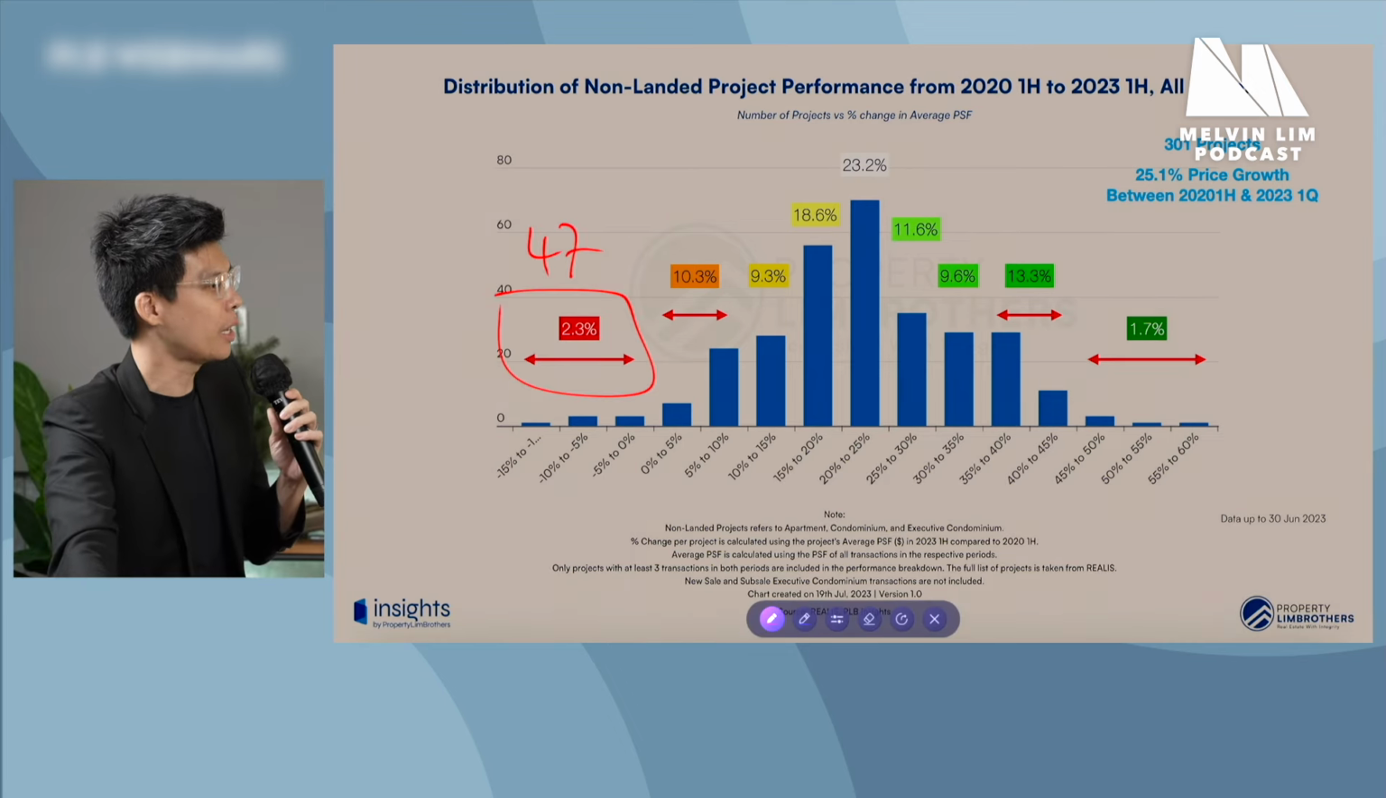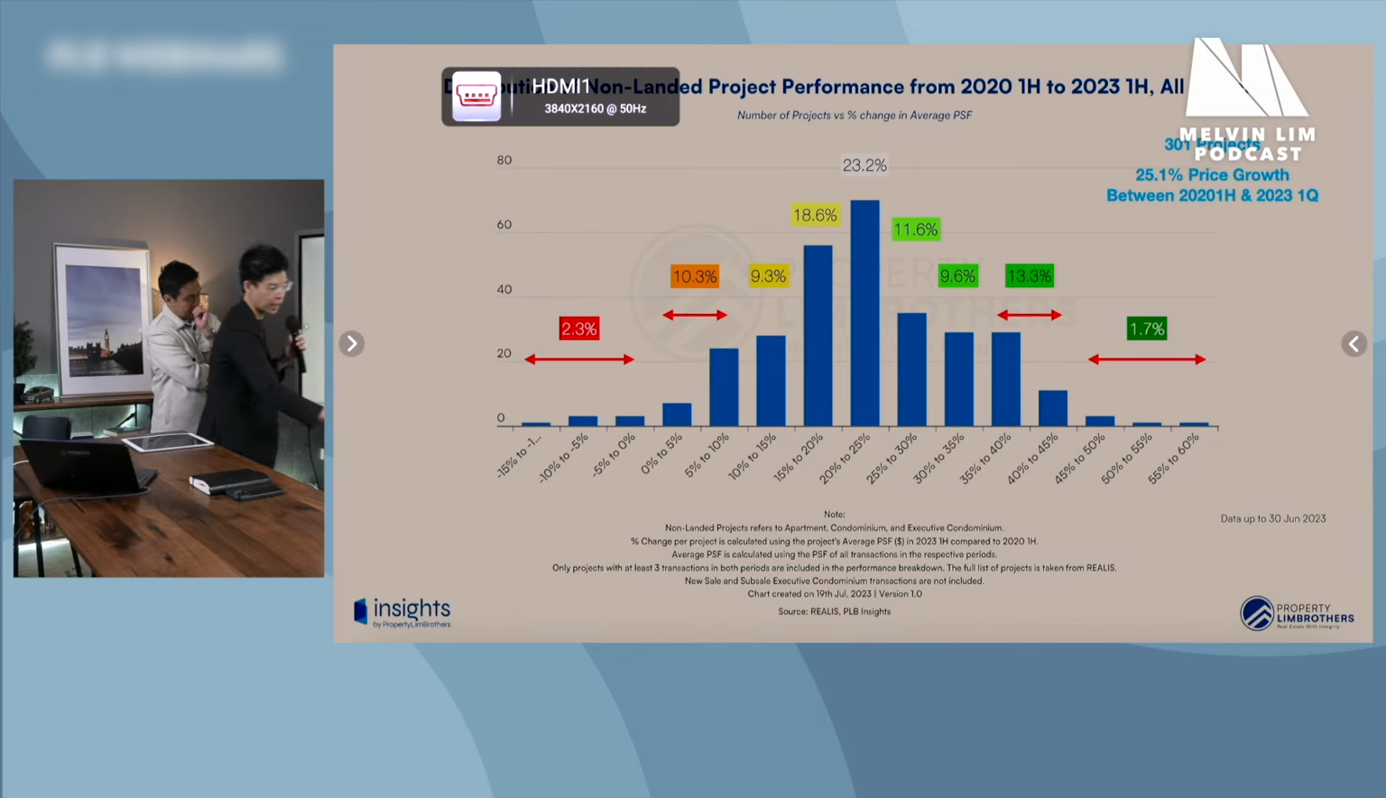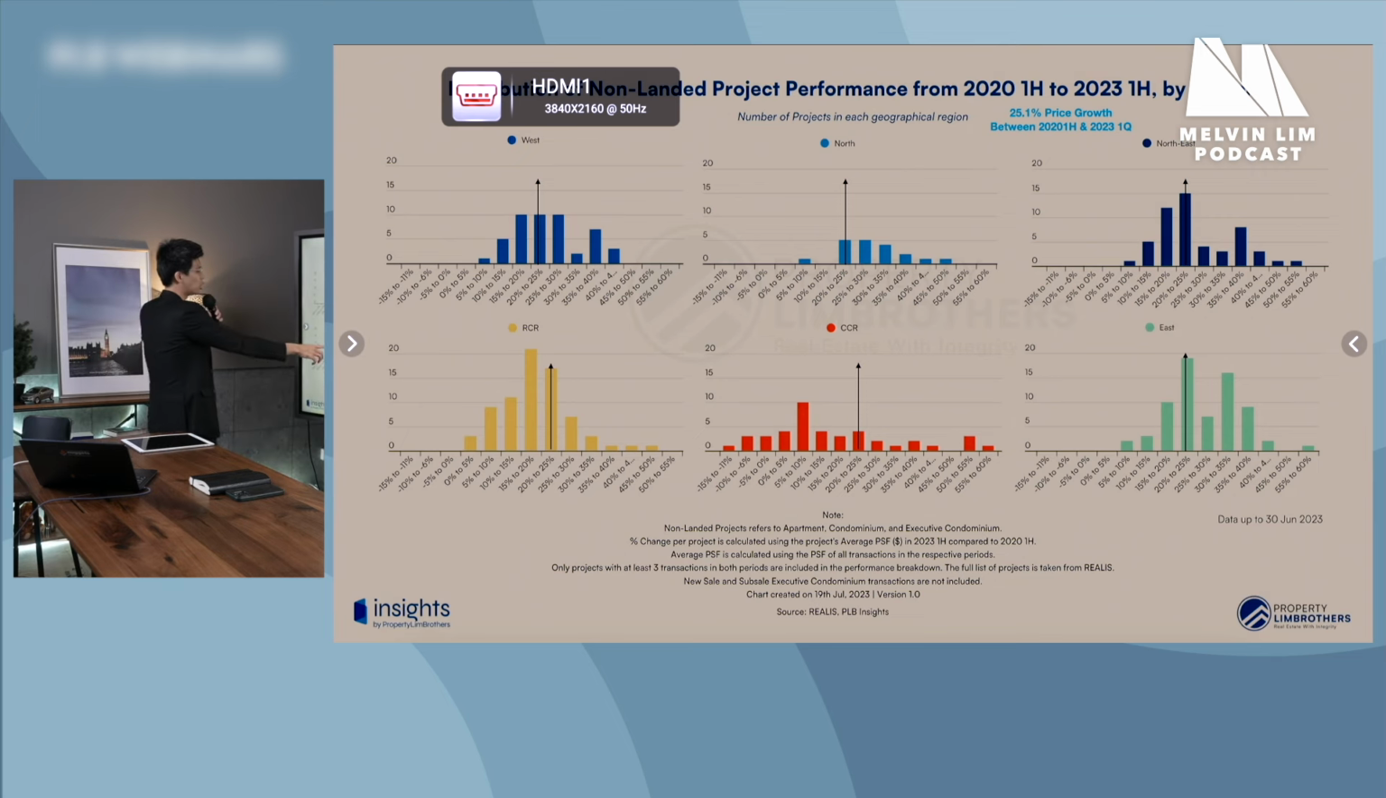And something that is very interesting, if we were to break it down in terms of the different regions, is in the next slide. You realize that when we look at this data, the arrow actually shows the median price growth with respect to the price index.